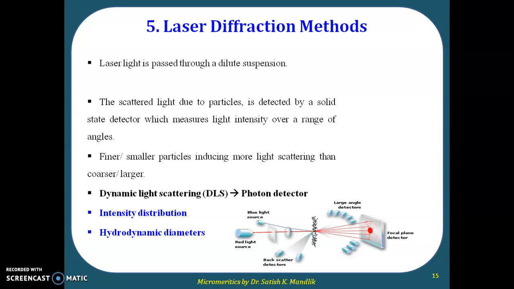A more advanced technique in laser diffraction is known as DLS technology, which is dynamic light scattering. In this method, photon detectors are used, so sometimes it is also known as photon correlation spectroscopy, that is PCS. The frequency distribution is intensity distribution. The equivalent spherical diameter determined using laser diffraction method is known as hydrodynamic diameter.